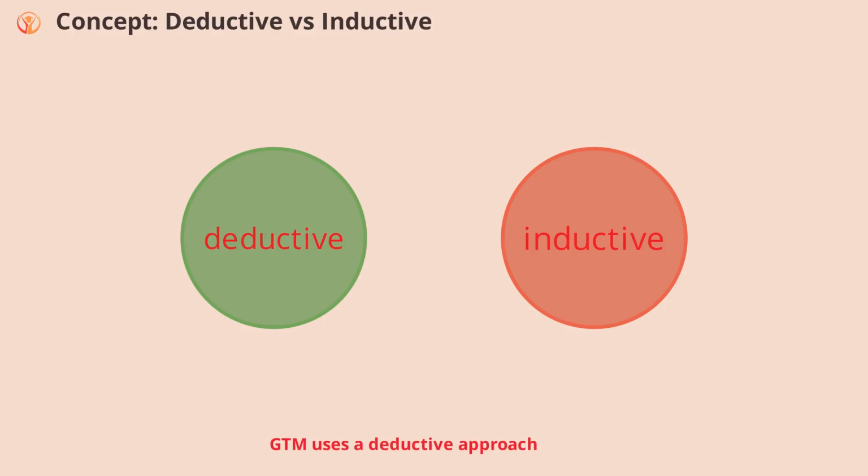A key difference between GTM and CLT lies in their approach to grammar instruction. GTM uses a deductive approach, where rules are taught first and then applied. In contrast, CLT uses an inductive approach, encouraging students to discover rules through exposure and practice. Understanding these concepts helps explain why the two methods produce different learning experiences and outcomes.